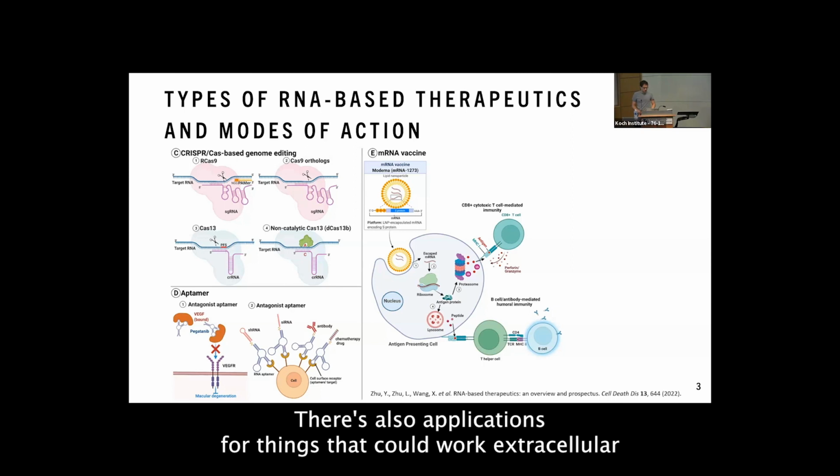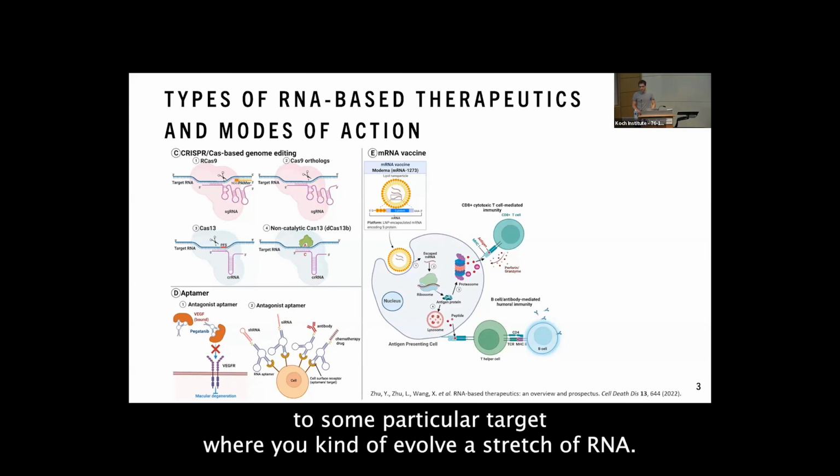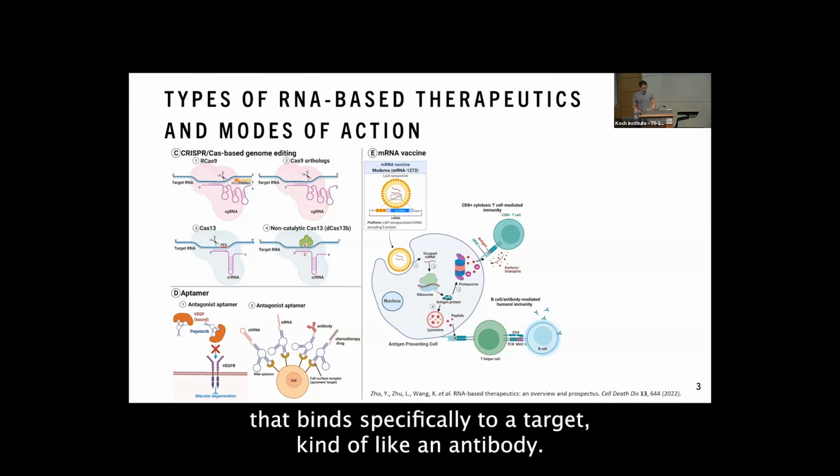There's also applications for things that could work extracellularly, like RNA aptamers that bind to some particular target, where you evolve a stretch of RNA. You can do this with DNA as well, but you can do it with RNA. Evolve a stretch of RNA that binds specifically to a target, kind of like an antibody.